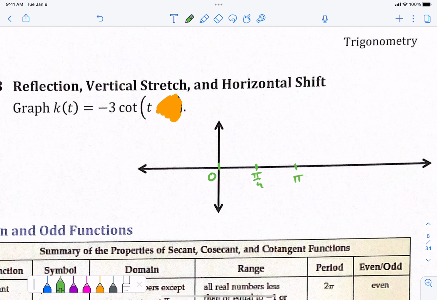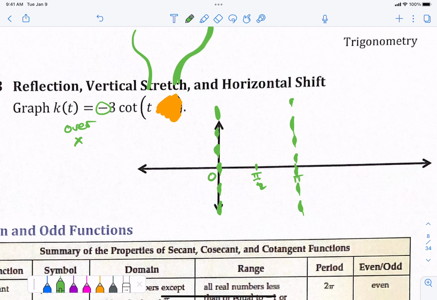This is pi over 2. Here's my vertical asymptote. Here's my vertical asymptote. Okay? All right, what does the negative do to him? It flips him over the x, right? Now, cotangent already goes downhill from left to right. So negative cotangent will make him go uphill, right? Like that. It'll look like that.